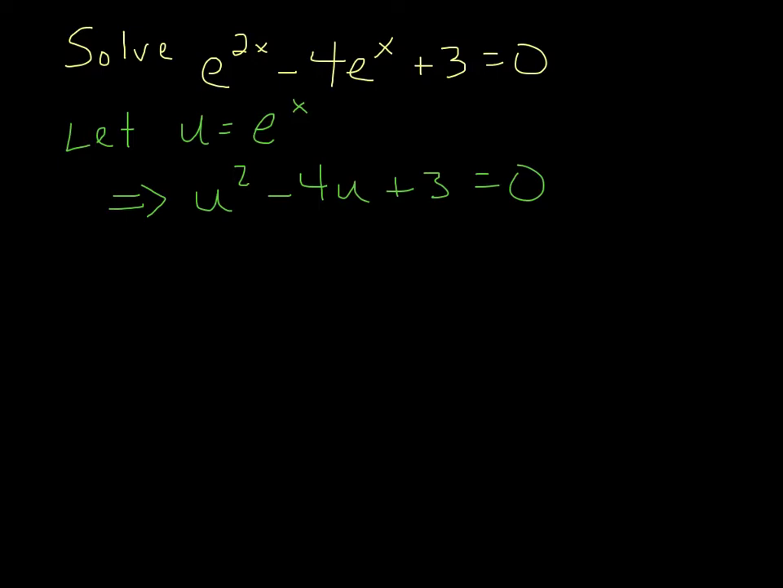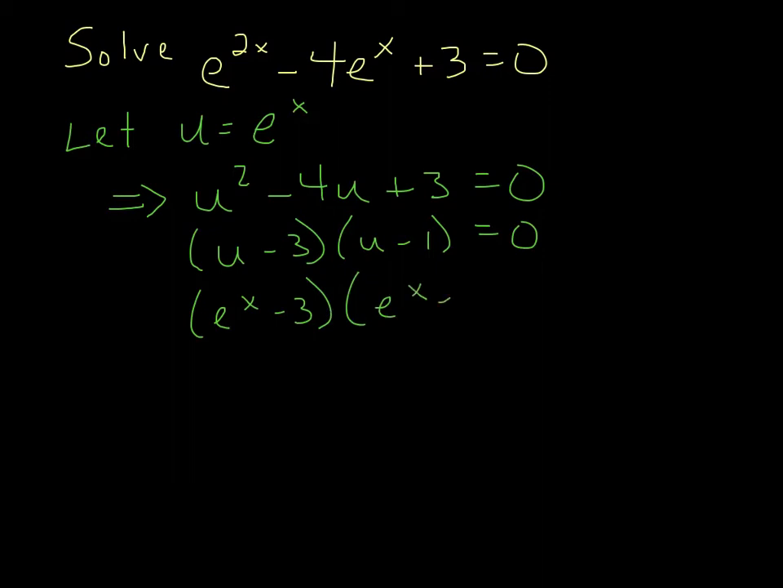Okay? This is what we call a u substitution. You use this in calculus often when you're doing integrals. Okay? So this is something we're familiar with. We could factor this. So u minus 3 times u minus 1 equals 0. And now that I factored it, I go back and I replace the u with the e to the x. So that's e to the x minus 3 times e to the x minus 1 equals 0.